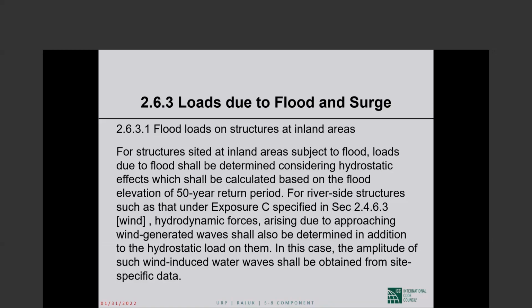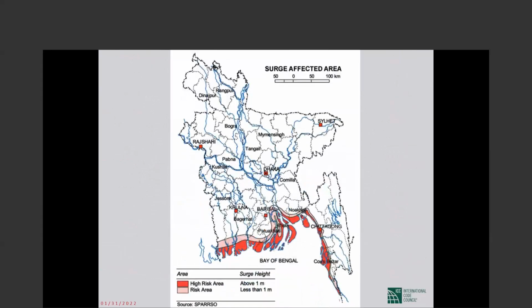The entire area of the offshore islands except the Moheshkhali area is included in high risk area. A part of Moheshkhali is covered by hills and therefore free from inundation. However, the western and northern parts of Moheshkhali are low elevation and risk inundation. For structures sited in coastal areas, the hydrostatic and hydrodynamic loads shall be determined. And then there is quite a bit given in the code itself. So 2.6.3.2, I will add a slide and it will be posted.